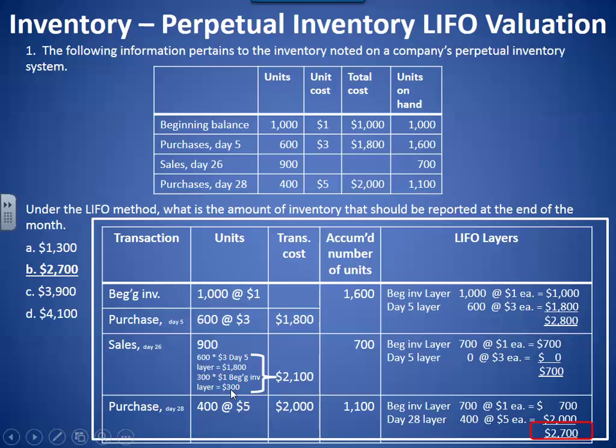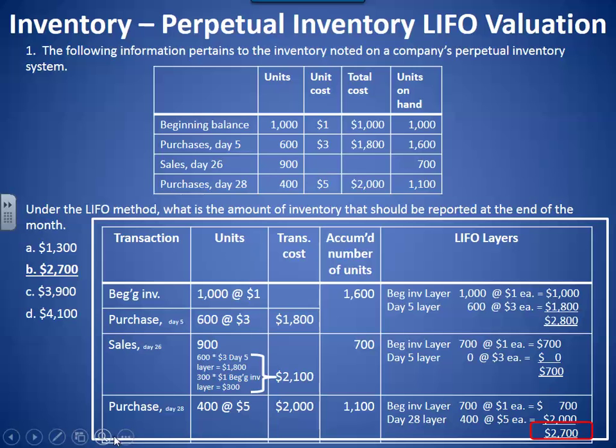So the transaction cost itself is, when we sell something, that would be $2,100 cost of goods sold. And now if we take a look at our LIFO layers, we have 0 left in our day 5 layer. So that layer is basically liquidated. It's gone. And we have 700 units left in our beginning inventory layer at $1 a unit. So that equals $700. So at this point in time, the inventory value is worth $700.